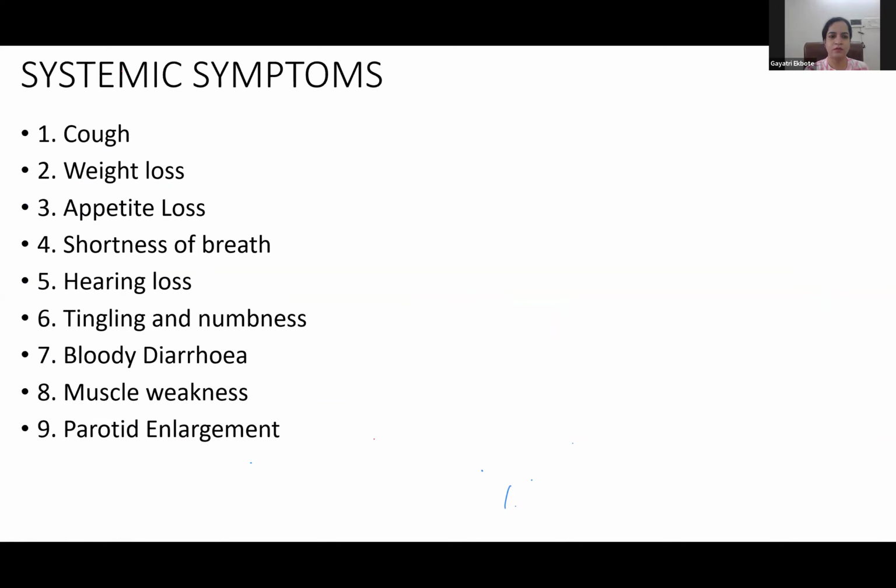Other systemic symptoms you obviously have to ask about are cough, weight loss, appetite loss, shortness of breath, hearing loss, tingling, numbness, bloody diarrhea, muscle weakness, parotid enlargement. Particularly, one of the worst forms of CTDs is ANCA vasculitis. They can have hemoptysis, hearing loss, neuropathy. Then you have to ask all these questions we have discussed about bloody diarrhea, or even vasculitis with intestinal involvement, or SLE enteritis can have diarrhea. So you have to ask about all these systemic complaints.